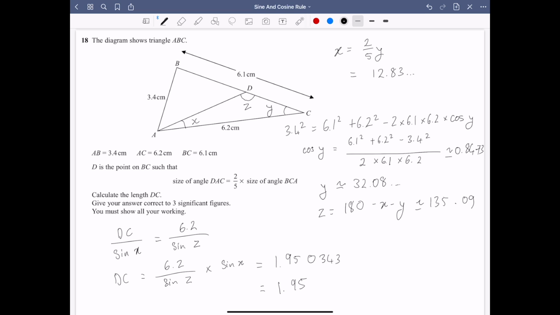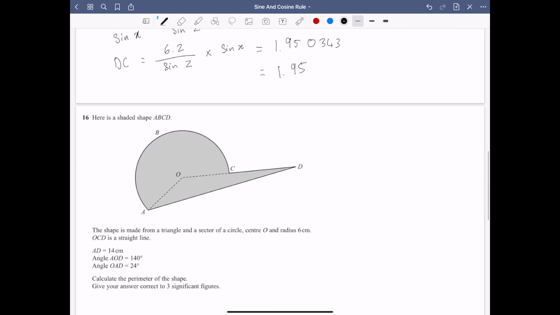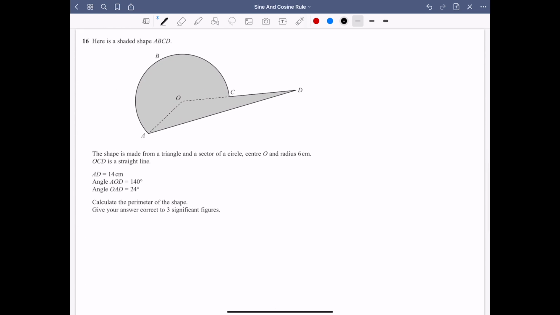So if you didn't quite follow that, go back, watch it again, and then let's see if you can do the next question. So this is the next question that we're going to have a look at. Now, what I want you to do is pause the video, have a go at the question, and then come back, and I'm going to work through the answer with you. Right, so let's go through this question.